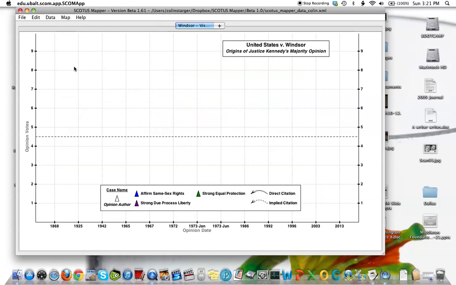Once the slideshow goes, you see the basic axis. The y-axis is the number of votes an opinion receives, and the x-axis is the year that the opinion is handed down. The first opinion in the line is Windsor. Of course, it is citing prior opinions, and Windsor was a Kennedy decision, 5 votes, and unsurprisingly, he cited back to a very important prior Kennedy decision that had 5 votes, which was Lawrence.